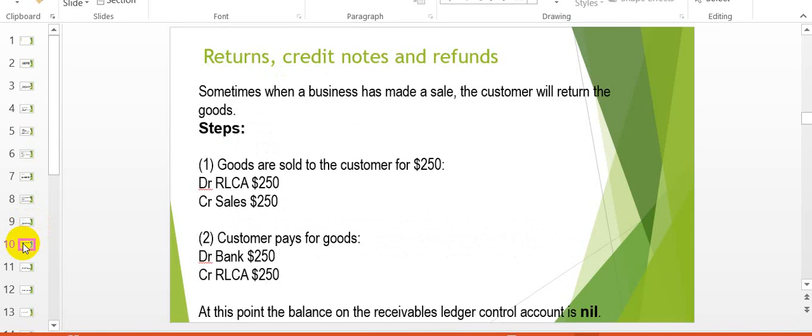We now move to returns, credit notes, and refunds. You may buy goods or you may sell goods. If you buy, you may return those goods for one reason or the other, or if you sold goods, the customer may return those goods for one reason or the other.